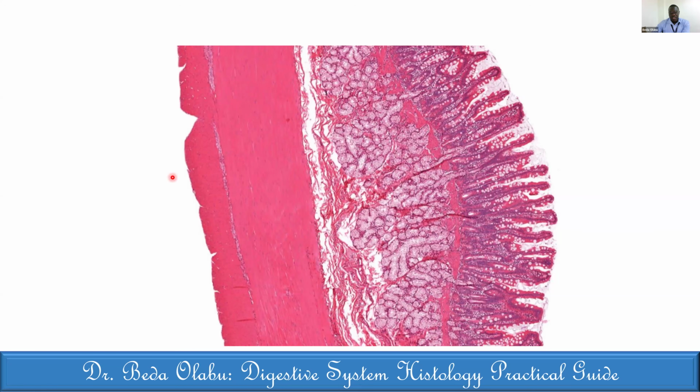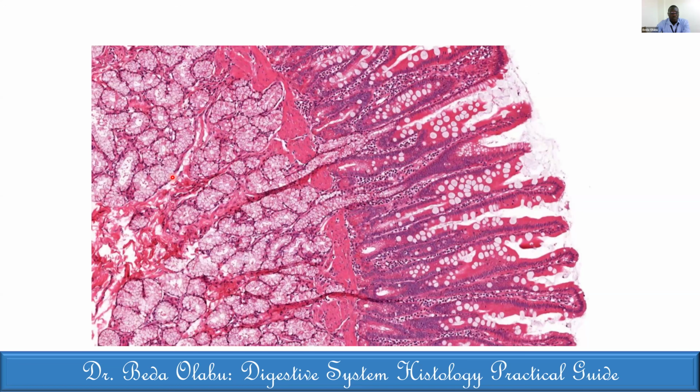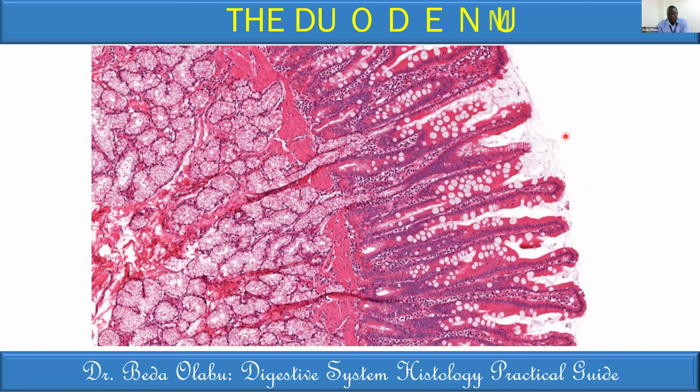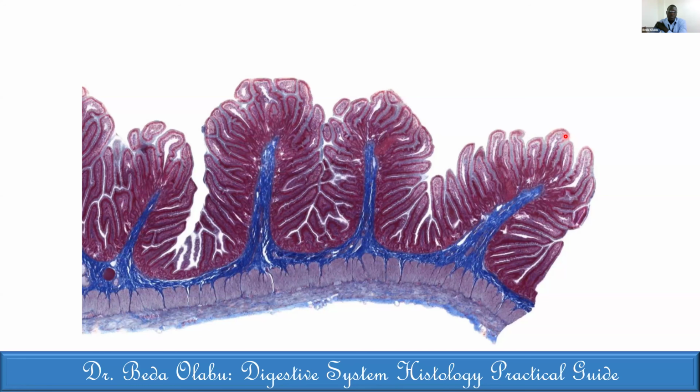Right, I'll give you another part. This is still a higher magnification of that duodenum, sorry. In this slide, we can see the villi, we can see the goblet cells, and we can see submucosal glands. So this is the beginning of the submucosa. We can see several submucosal glands. So that is duodenum. Okay, we try another one.